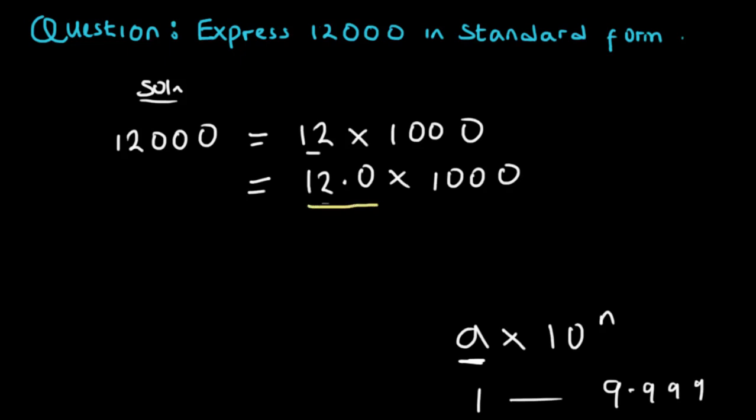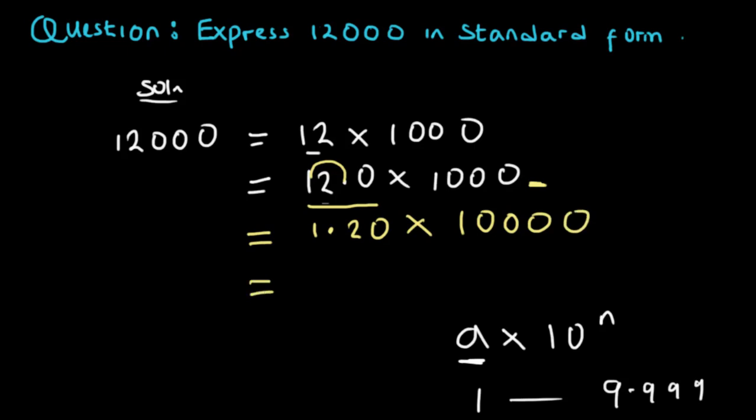Now 12.0 is bigger than 9.999. So what we are going to do is move the decimal point to the left once. And because we move the decimal point to the left once, we are going to add 0 to 1,000. Does that make sense? So we are going to be having 1.20 times 1, 2, 3. Then we add another 0 to make it 4. Does that make sense? So we are going to be having 1.2 times 10 raised to power. How many zeros do we have? 1, 2, 3, 4. Times 10 raised to power 4. And this is our answer. Now you can see that 1.2 is between 1 and 9.999.